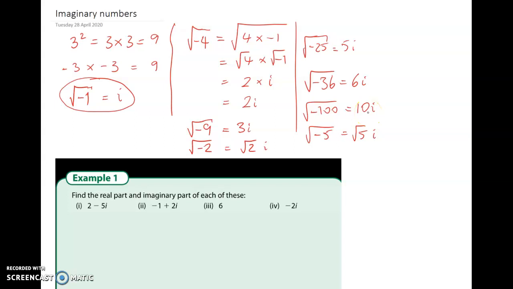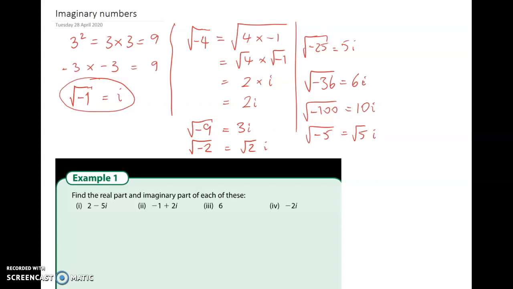Okay, so that's one skill you have to have. Just this idea of, if you're presented with a square root of a negative number, just write it as a positive number, but just with an i after it.